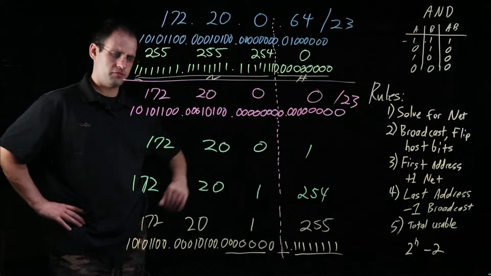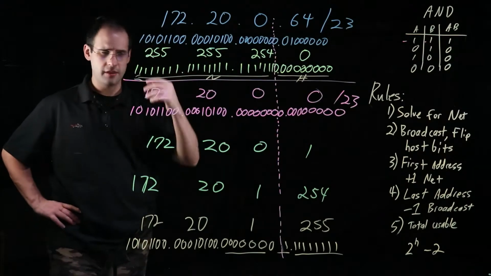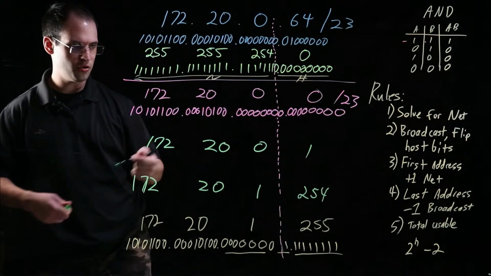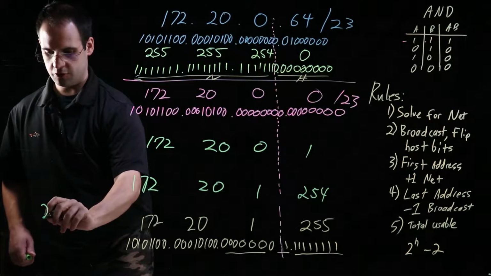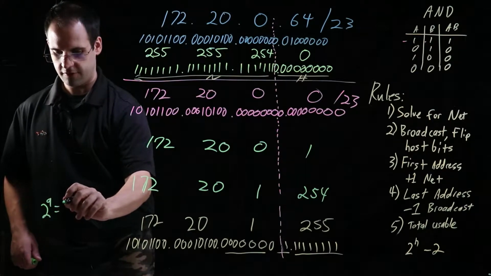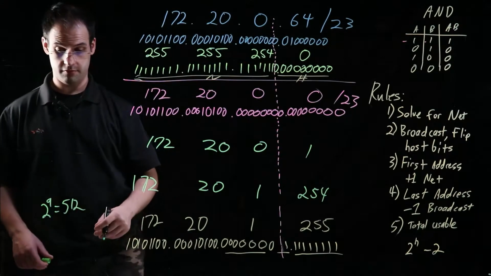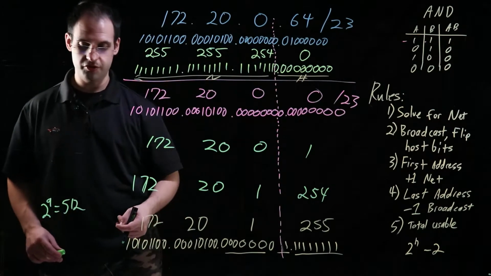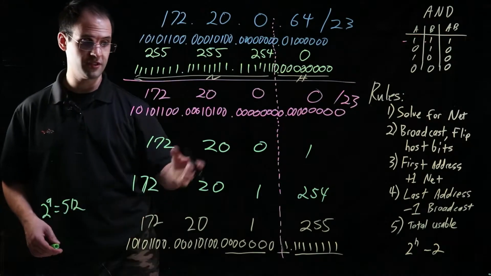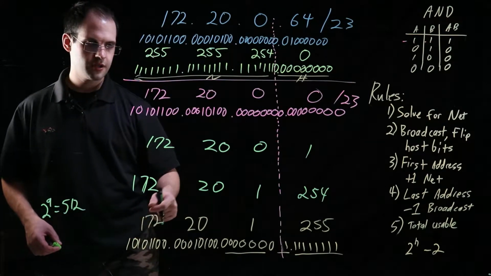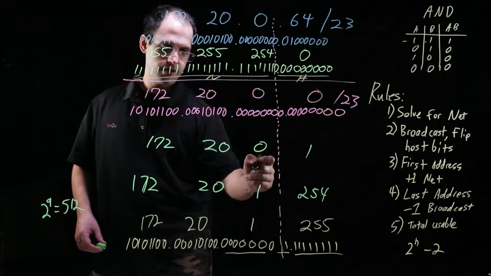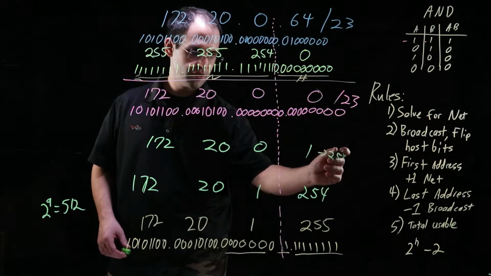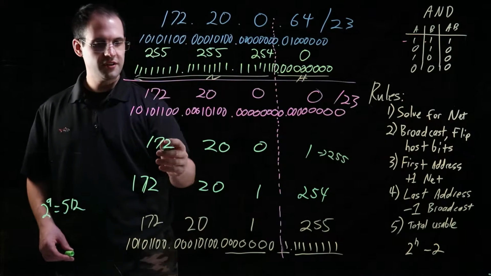So how does that work? Again, I touched on this in a previous video, but if we have 9 host bits, 2 to the 9th is 512. Dang, that's a lot. Minus 2, we have 510 total hosts that could exist in this network. Now, carefully look at this. This guy right here can go 1 to 255.